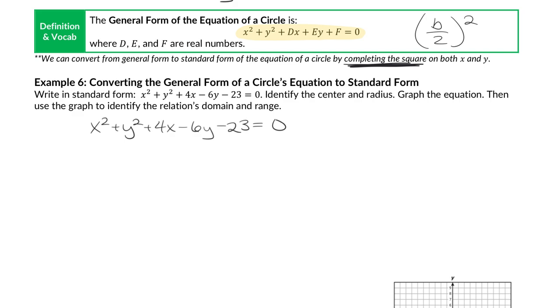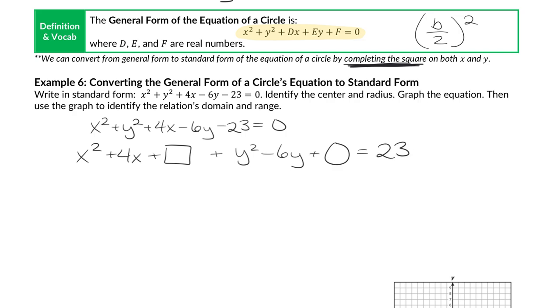I'm going to put the x terms together: x squared plus 4x. Then I'm going to put a magic box behind them. Then I'm going to group up the y terms: y squared minus 6y. And I'm going to put another magic box. But so that I don't get confused, I like to put a circle. That's going to be equal to the constant term moved to the other side. So I took this -23 and I moved it to the other side. What does it become? 23.